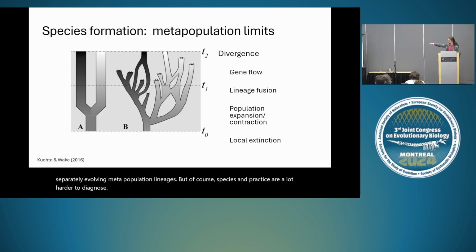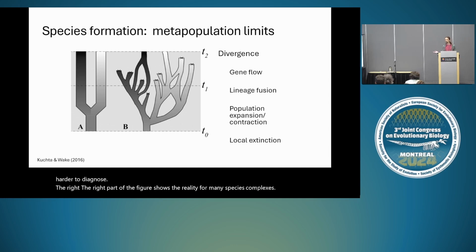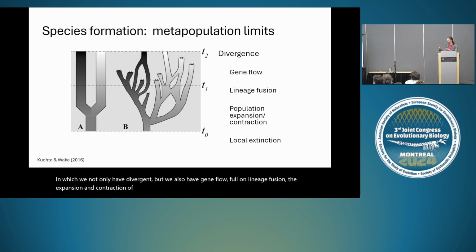The right part of the figure shows the reality for many species complexes, in which we not only have divergence, but we also have gene flow, full-on lineage fusion, the expansion and contraction of populations, local extinctions, all ongoing while we have these incipient lineages forming among the groups. So when we look at this figure on the right at time t1, it can be really challenging to say, is this part of one big inclusive metapopulation, or are these multiple component lineages, are they worthy of being recognized as separate species?